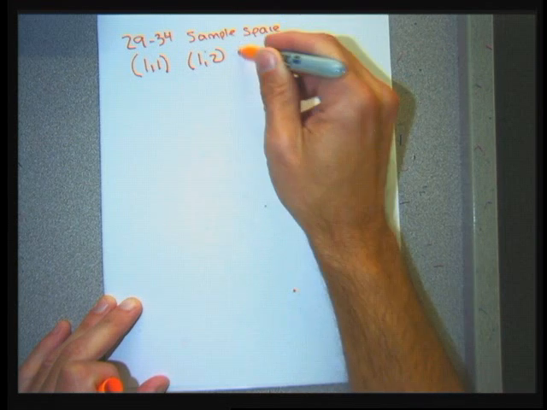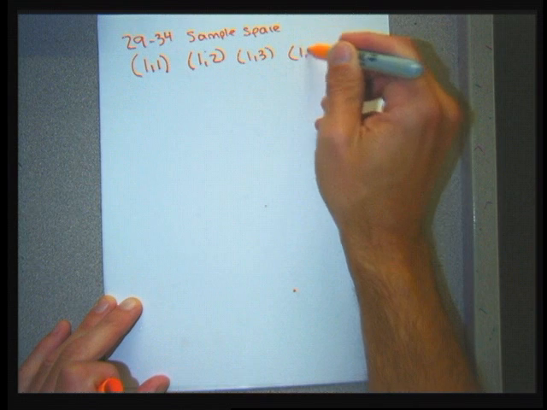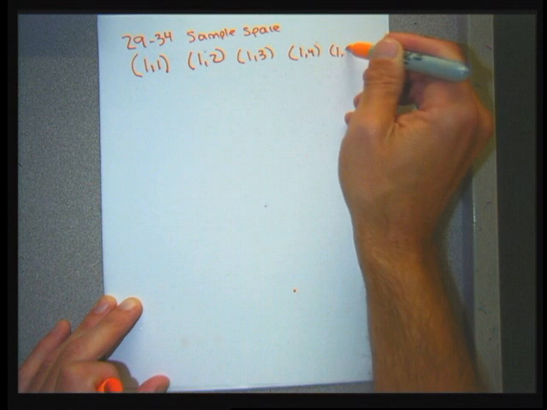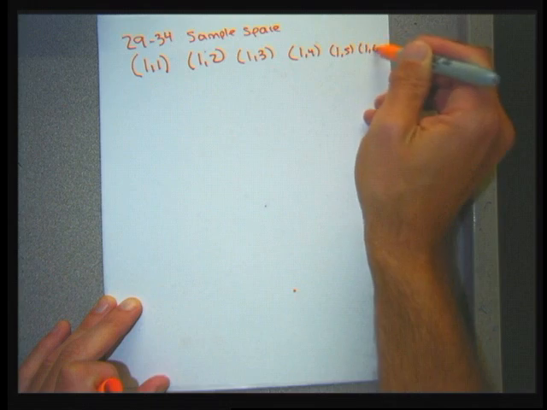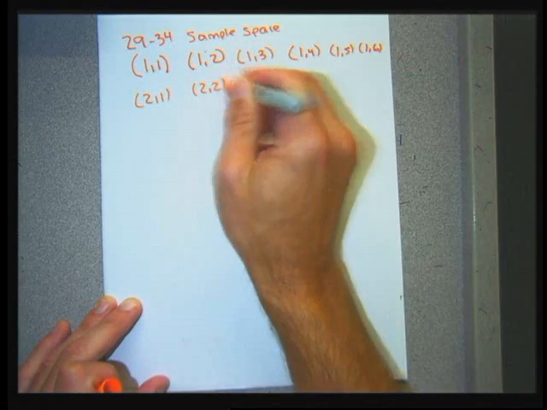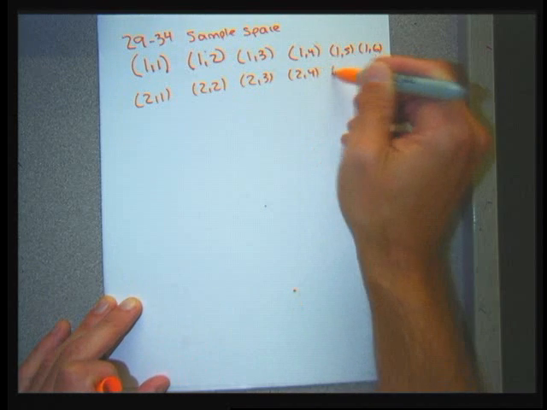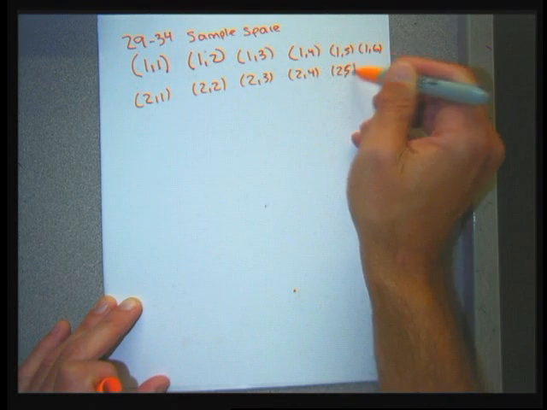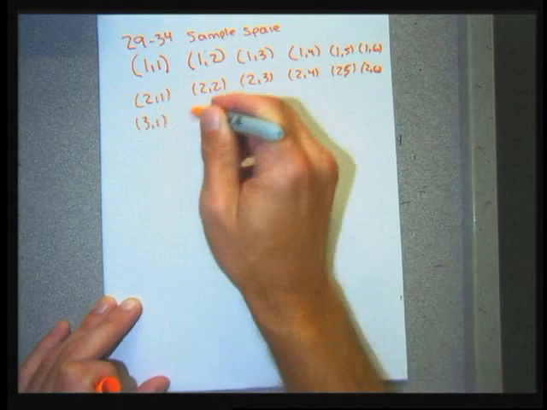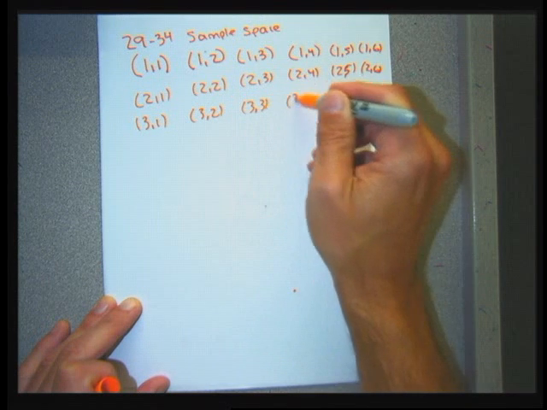If I'm not given any extra information, I can get a 1 then a 1, a 1 then a 2, a 1 then a 3, a 1 then a 4, a 1 then a 5, a 1 then a 6, or a 2 then a 1, a 2 then a 2, a 2 then a 3, a 2 then a 4, a 2 then a 5, or a 2 then a 6, or a 3 then a 1, a 3 then a 2, a 3 then a 3, a 3 then a 4.